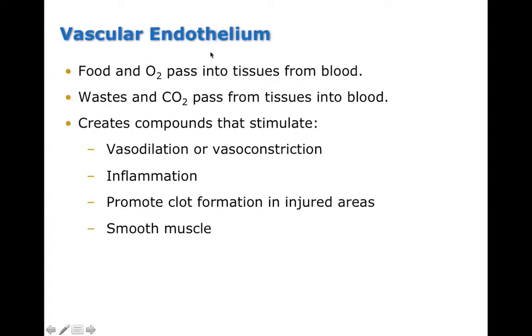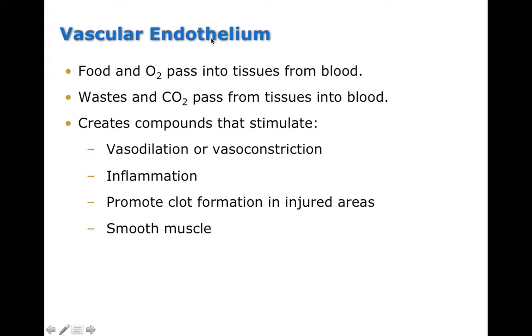In terms of the endothelium that lines the inside of our blood vessels, it allows for food and O2 to pass into tissues from blood. Because it's a thin layer of simple squamous cells, by food we mean nutrients, and these can pass through the vessel membrane via diffusion. Same with waste and carbon dioxide. Those can also pass through the tissues back into blood. That way blood can transport those wastes to their appropriate elimination site.